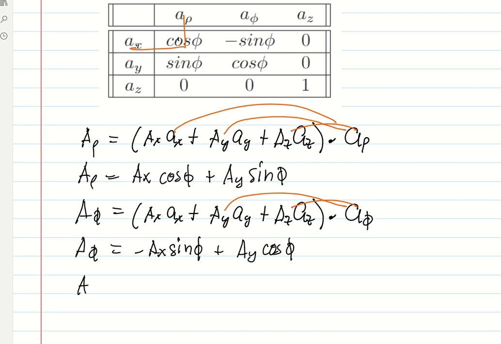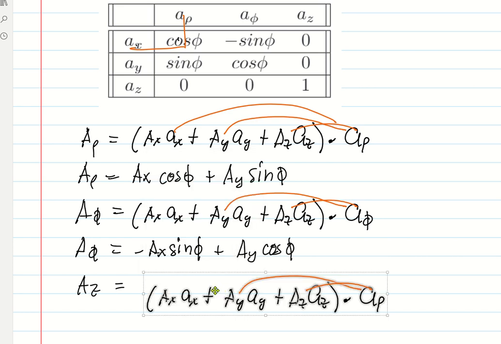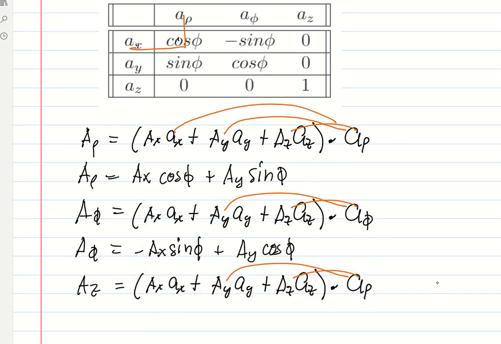And for the Z direction, AZ, again, use the definition here, so this is AZ. We distribute that AZ: AX dot AZ is 0, AY dot AZ is 0, AZ dot AZ is 1 times AZ. So AZ is equal to AZ.